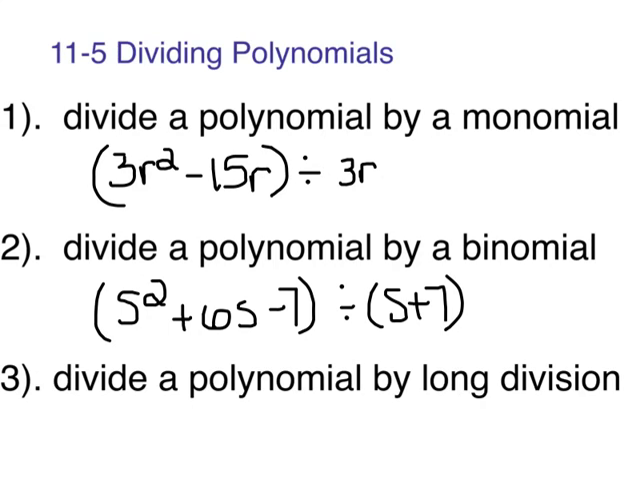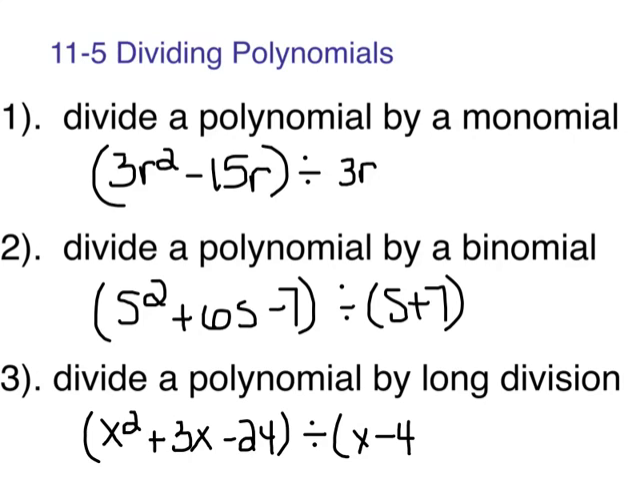The third example will be to divide a polynomial by long division. So in this example, we'll be taking a polynomial x squared plus 3x minus 24, and we'll be dividing it by x minus 4. Notice that in this expression, x squared plus 3x minus 24, this is not factorable. So when you have an expression that's not factorable, you'll have to divide the polynomial by long division.